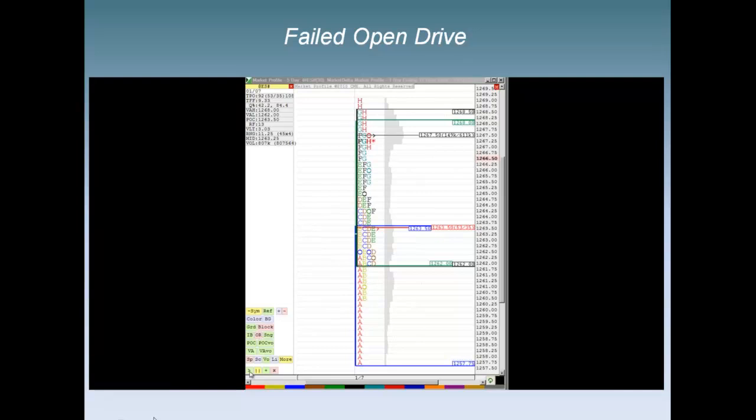I want to show you another quick example this morning of a failed open drive. It is often helpful, or great, to learn from things that fail rather than things that work, because we can quickly see why and where they failed. So let's take a look together at this brief video and analyze what happened at the open.